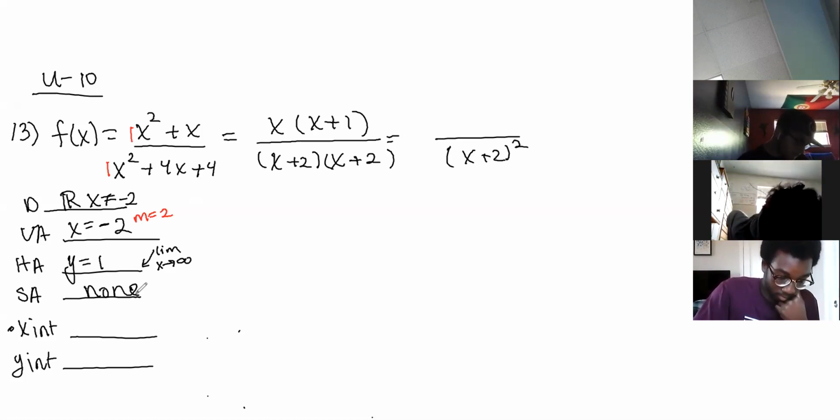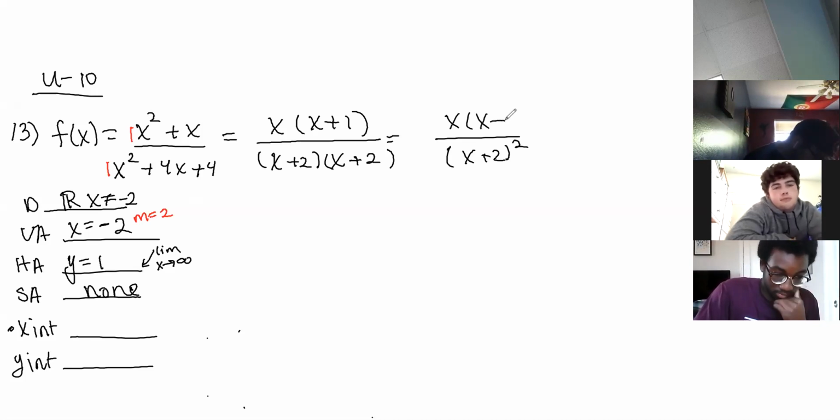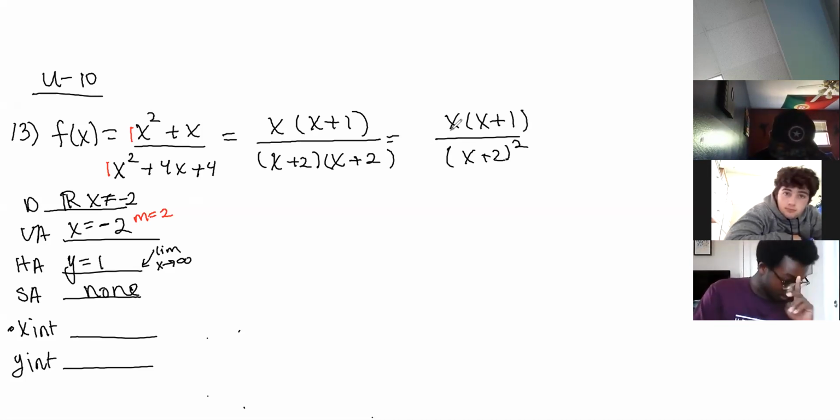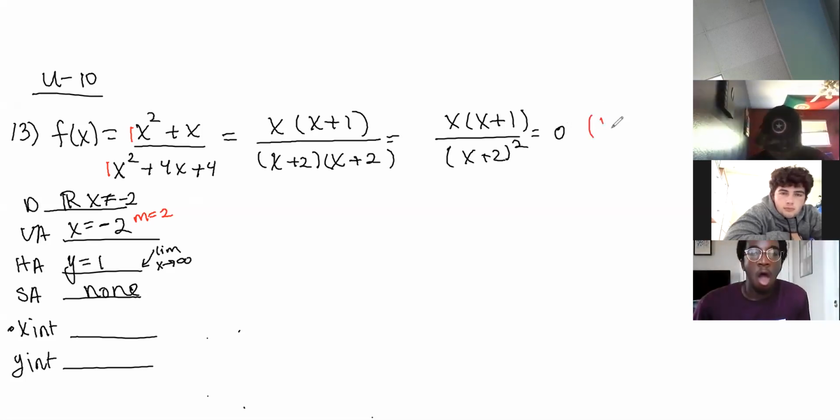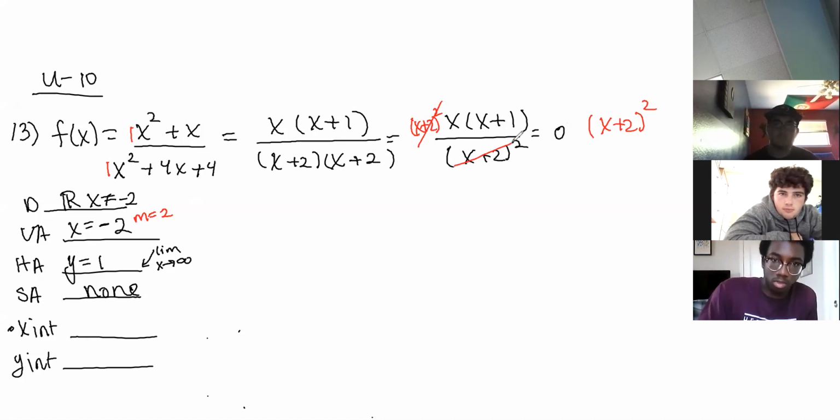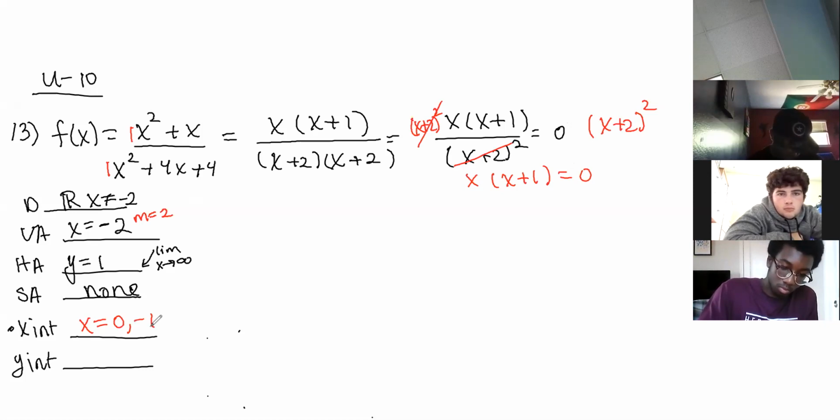Okay, x-intercepts. How do we find x-intercepts? We make the equation equal to 0. What's going to happen with the denominator when I set it equal to 0? It cancels out the denominator, and this is what you're left with. So what are my 2 x-intercepts? 0 and -1. And then for the y-intercept, I plug 0 in for all of my x's.